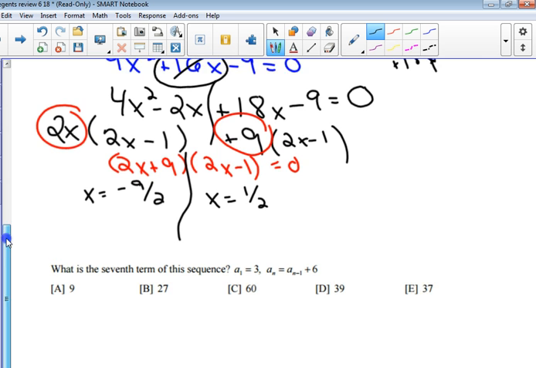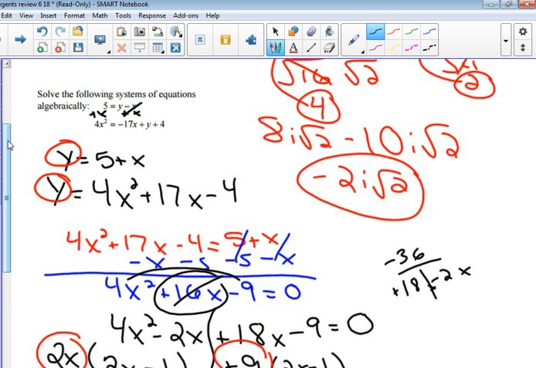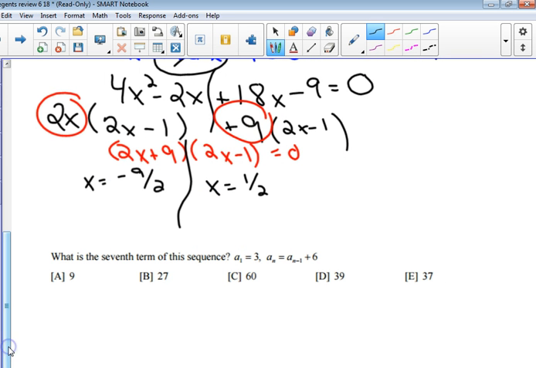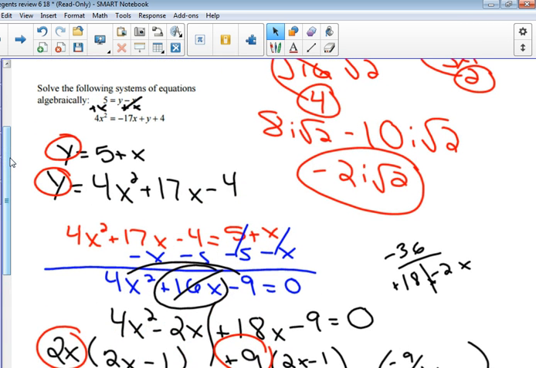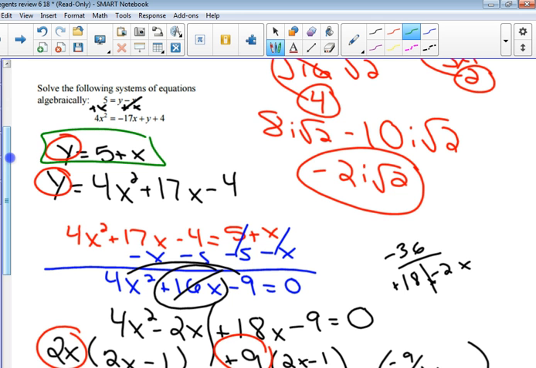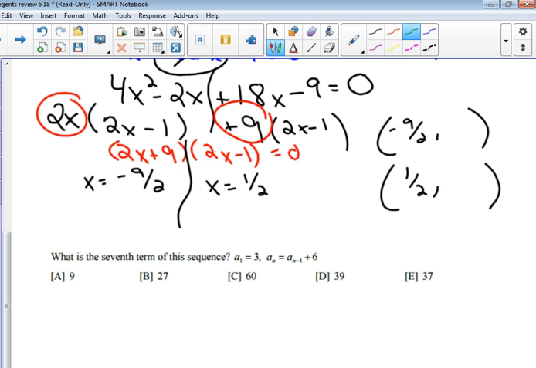Yes, Katie. Right. Remember, the solution to the system is the ordered pairs where these two things cross. So we have our negative 9 halves, and then we have our 1 half for the x. To get the y's, we have to pick the easier one and plug it back in. I think this one's probably the easier one, right? 5 plus x, way easier. So if I take 5 plus negative 9 halves, let's see what we get there.